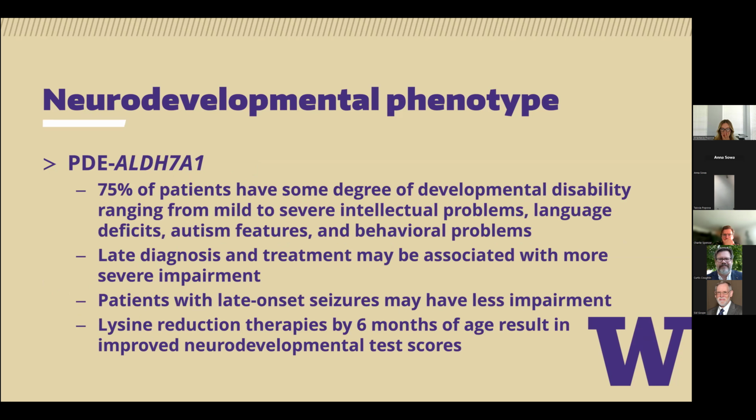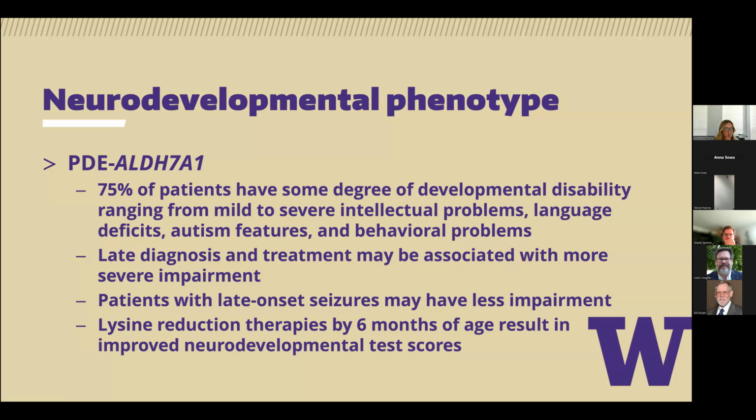And then we get to PDE ALDH7A1, again, the disorder that has been the most studied and certainly the disorder that I'm best familiar with. About 75% of these patients are going to have some degree of developmental disability. This really ranges from relatively mild intellectual, behavioral or language problems to some rather concerning and severe deficits, including autistic features and very severe behavioral problems. And as with PNPO deficiency, a late diagnosis or late initiation of treatment may certainly be associated with more severe neurodevelopmental problems in the future.